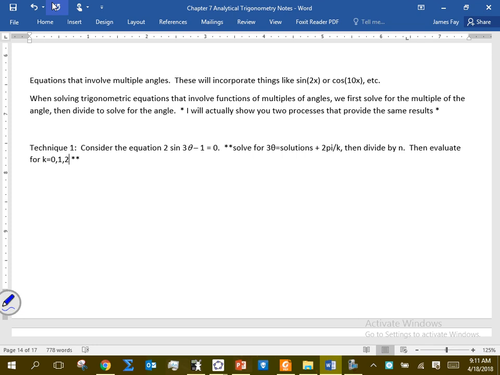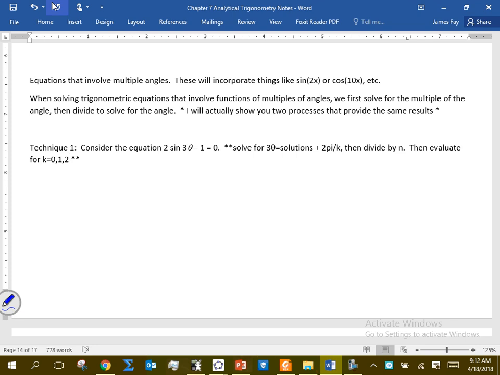So you're trying to rotate around the unit circle multiple times, and the number of times that you rotate is linked to that coefficient. If that was a 3x, we would want to go around our unit circle and find out where the sine is a half within 3 cycles of the unit circle. Ultimately it should give me 6 solutions. Does that make sense?